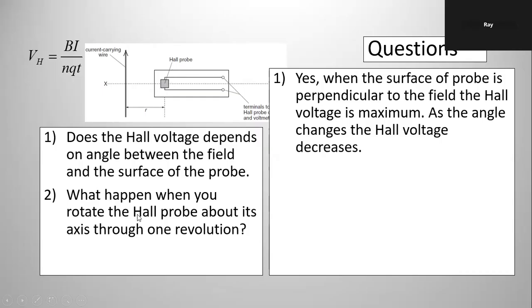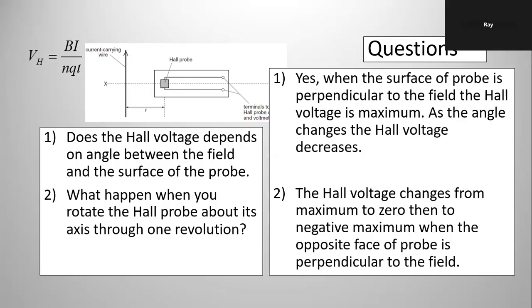What happens when you rotate the Hall probe about its axis through one revolution? That is the axis. What will you observe? First it will be maximum, changes to zero, and then changes to negative maximum when the opposite face is perpendicular to the field.